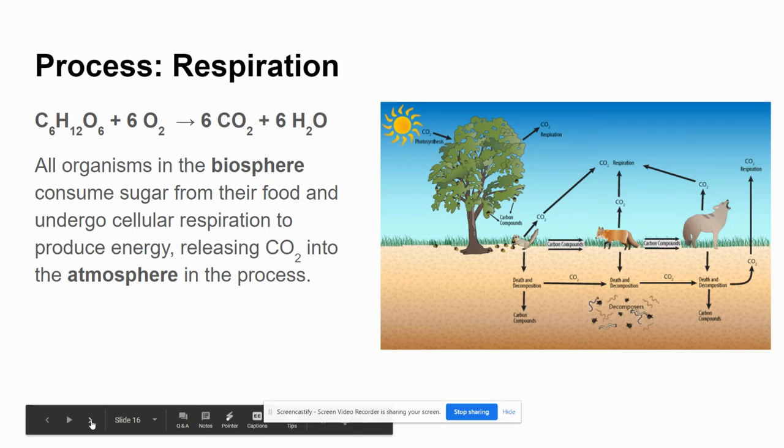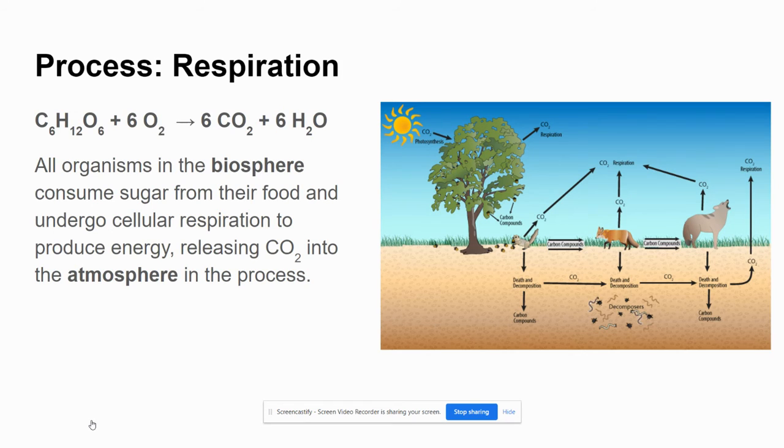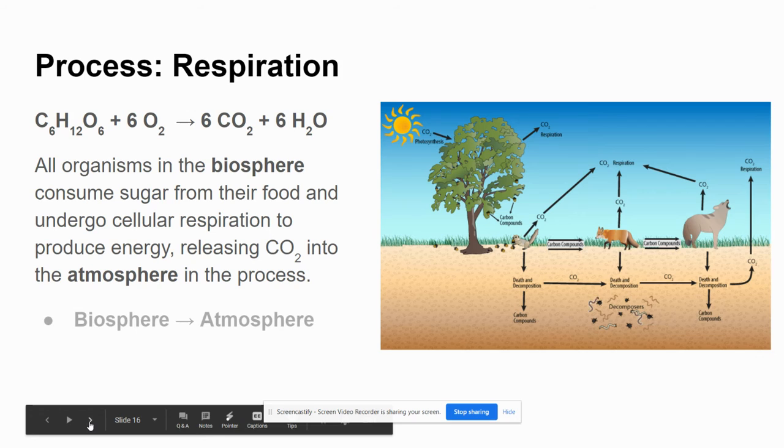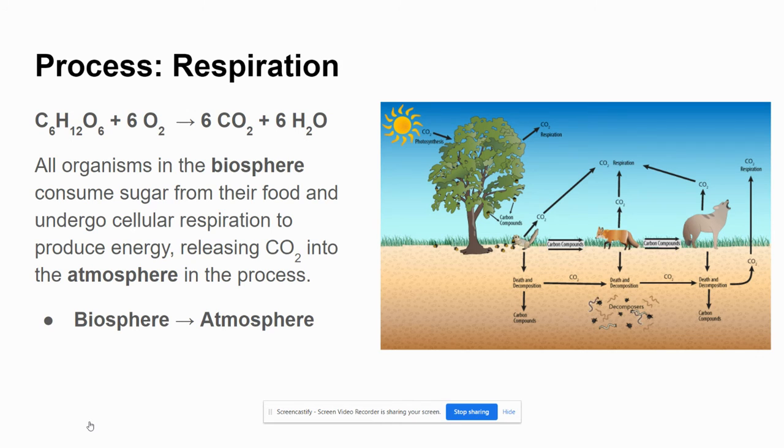So all the organisms in the biosphere consume sugar from their food and undergo cellular respiration to produce energy, releasing carbon dioxide into the atmosphere in this process. So now in this process of respiration, the carbon has moved from the biosphere to the atmosphere. It is an essential process, and the carbon has to move from the biosphere to the atmosphere.